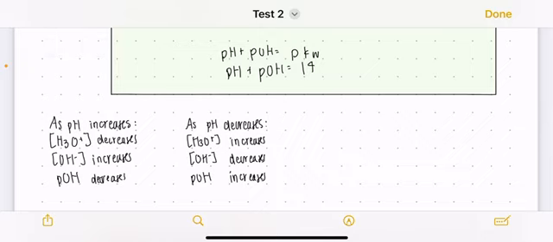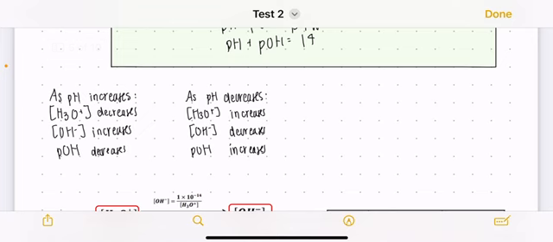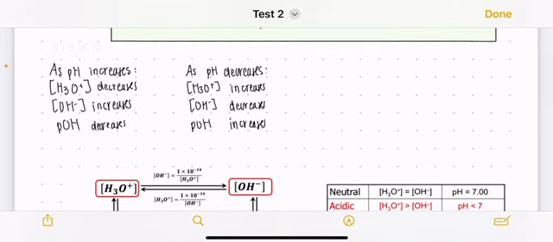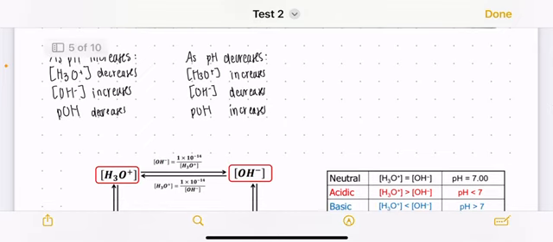pH plus pOH is equal to pKw, or 14, since Kw is 1 times 10 to the negative 14. As pH increases, hydronium concentration decreases and hydroxide concentration increases, and pOH decreases. As pH decreases, hydronium concentration increases and hydroxide concentration decreases, and pOH increases.